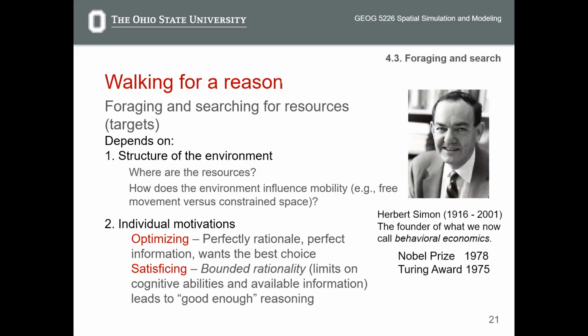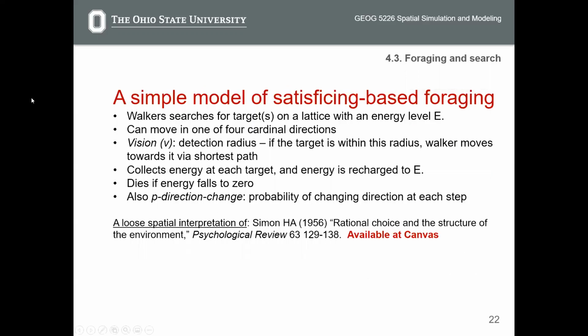And in 1956, Herbert Simon proposed a very simple model for walking with a reason. Let's say it: a simple model of satisficing-based foraging, and you can find this literature in Canvas. Okay, this literature is there in Canvas. So what are the principles of this model?